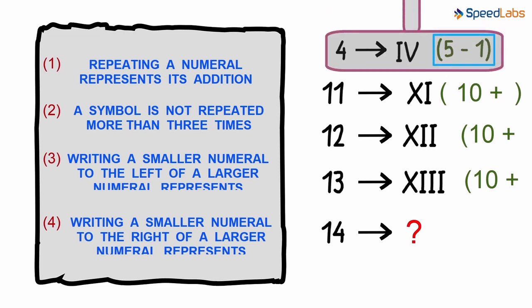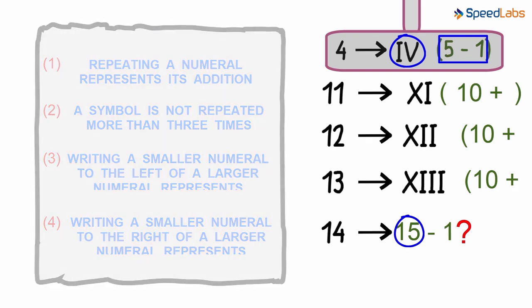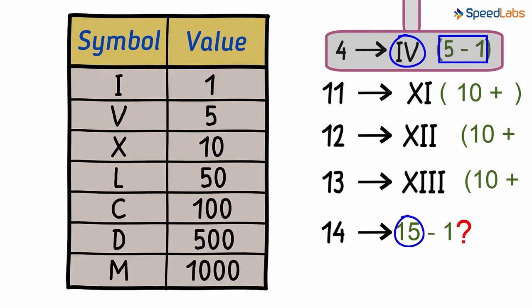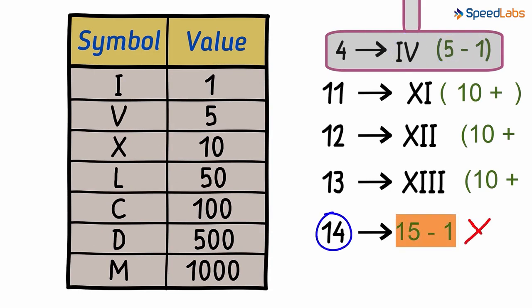So can 14 be written as 15 minus 1? Since we have a specific symbol for the numeral 5, we could subtract the numeral 1 from it to get the Roman numeral 4. We don't have any specific symbol for the number 15. That brings us to an important point. The Romans used only the following symbols to represent the numbers. Hence, we cannot write the number 14 as 15 minus 1. There's no symbol for 15.